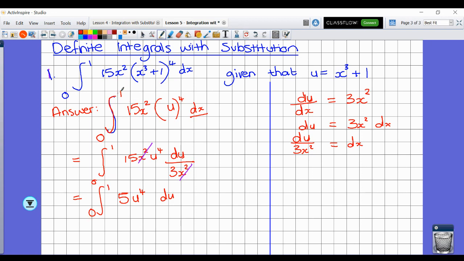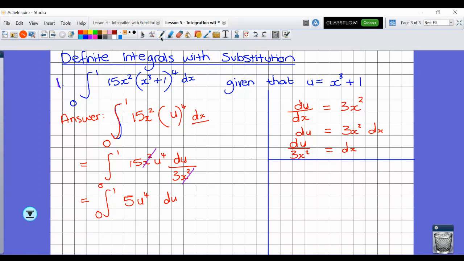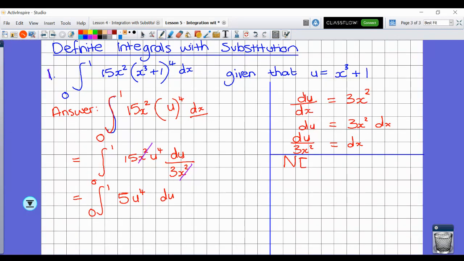Right, now let's deal with these limits. At the minute these limits are in terms of x, but you know how we've changed all of our x's for u? I also need to do the same for the limits. So I want my limits in terms of u in this case. I'm just going to go back to this right hand side and do our working. It's really important that you change your limits, otherwise you'll end up with a completely different answer. So I'm just going to write in here NEW LIMITS, in capitals so you don't forget to do it.